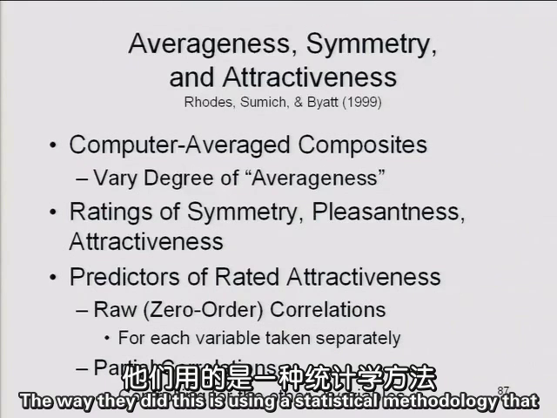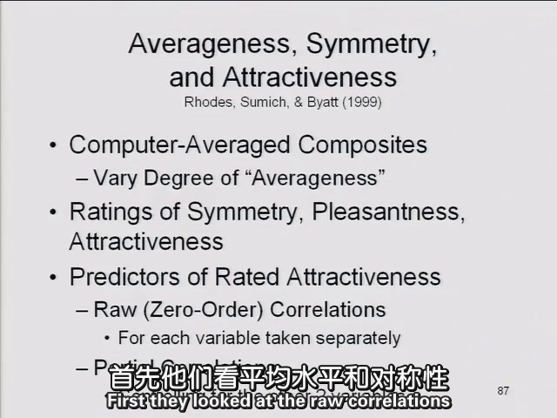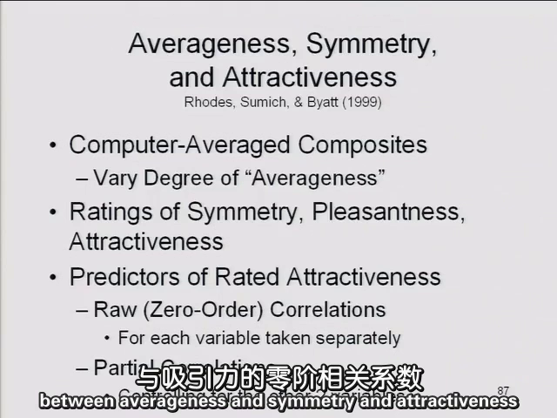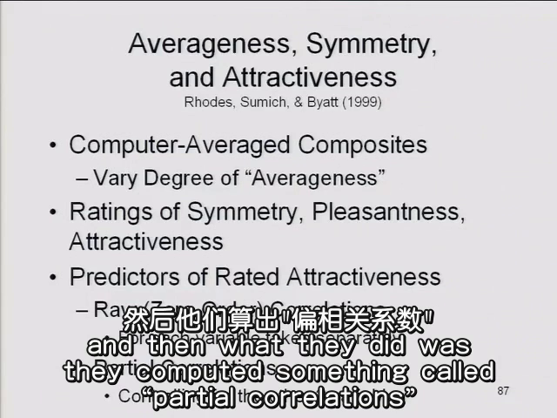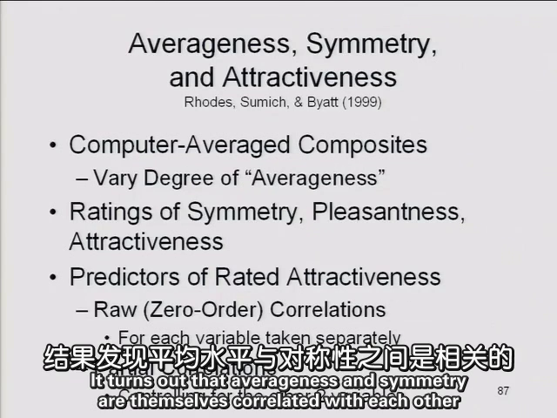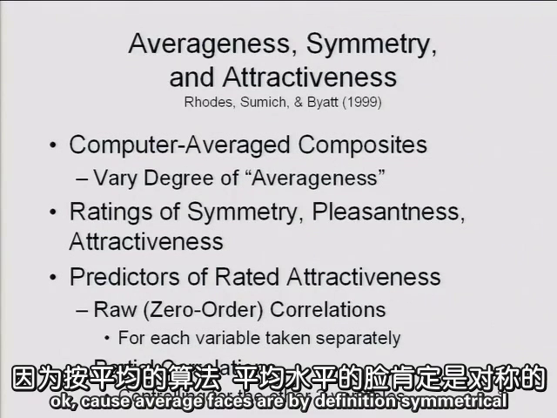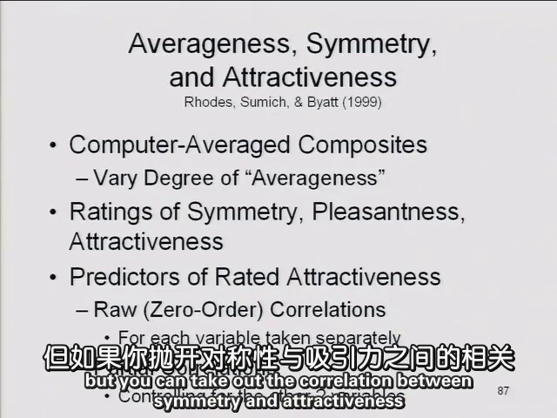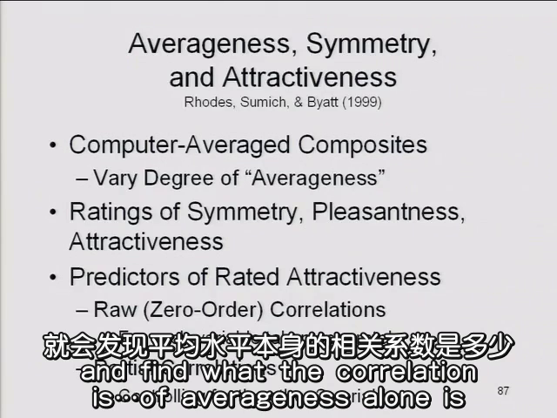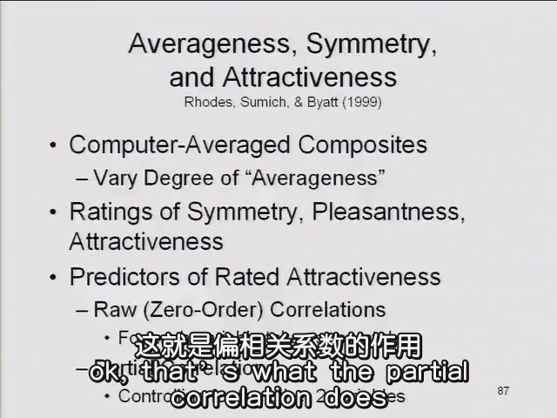The way they did this is using a statistical methodology that some of you may not be familiar with. First, they looked at the raw correlations between averageness and symmetry and attractiveness. And then they computed something called a partial correlation. It turns out that averageness and symmetry are themselves correlated with each other, okay? Because average faces are by definition symmetrical, but you can take out the correlation between symmetry and attractiveness and find what the correlation of averageness alone is, okay? That's what the partial correlation does.